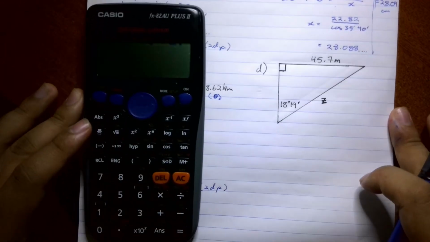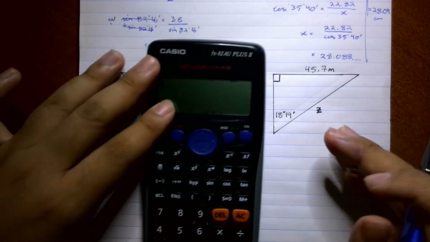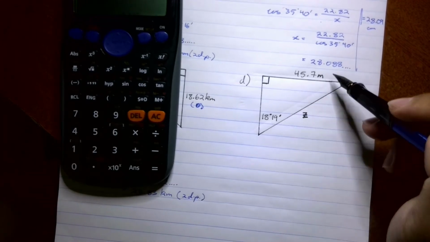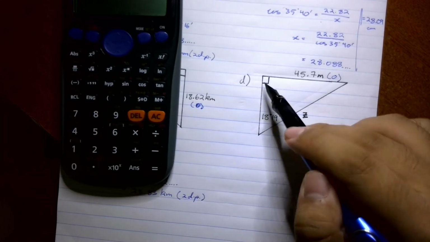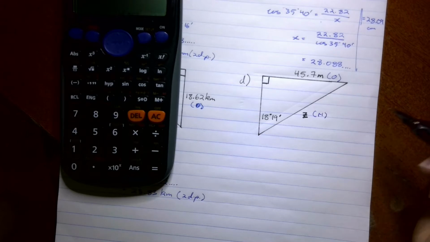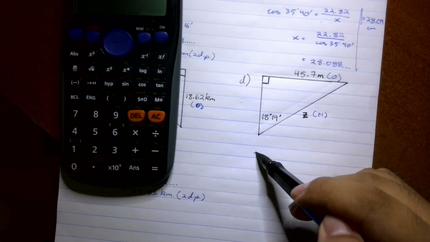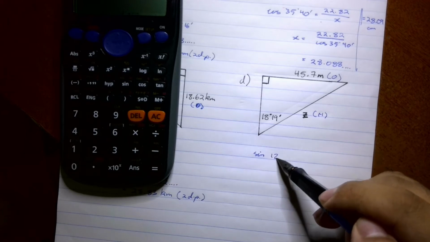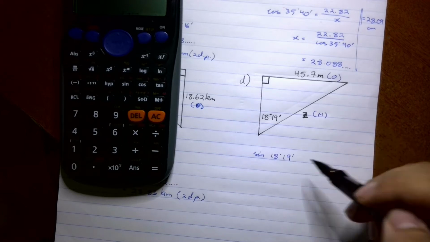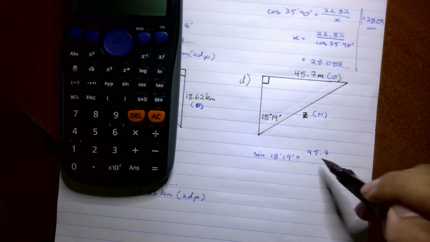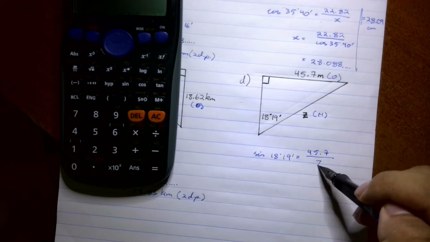We must always indicate that it is at 2 decimal place values. And our last answer, let's just fly through this. I want to keep this video as short as possible. From our angle, we have opposite and the hypotenuse. So that is sine, opposite over hypotenuse. Sine of 18 degrees 19 minutes is equal to 45.7 over z.